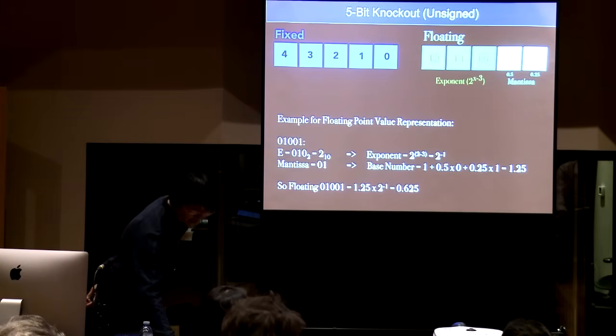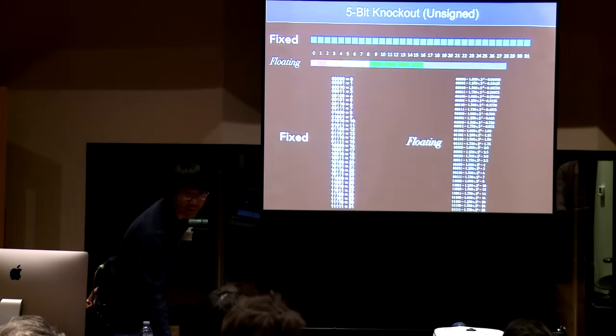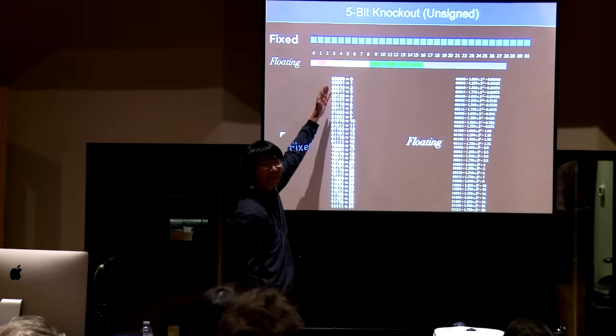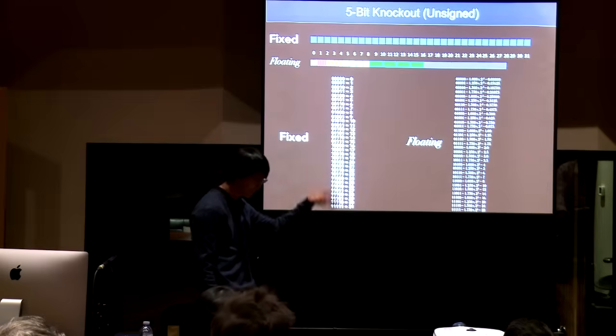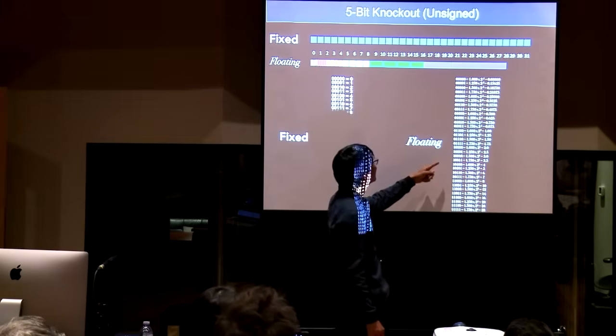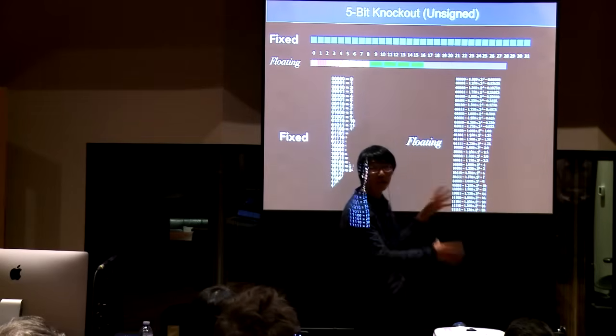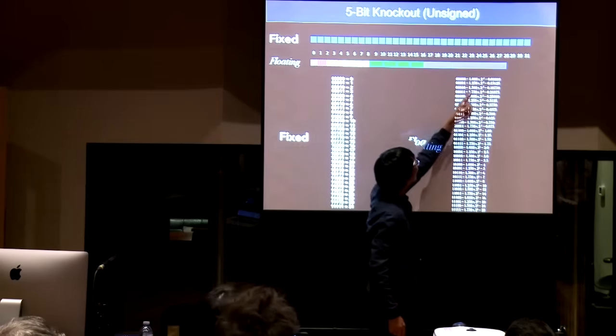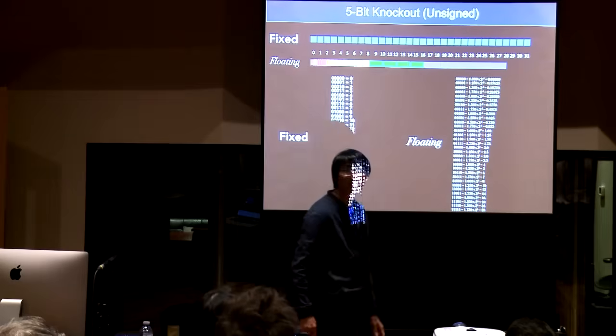All right, next slide. So we're going to do all the math for you. Fixed point, pretty easy, right? 0 to 31, done. Floating point, oh, we have to do math, just like what I did before, but now we put all the possibilities and then got the numbers here.